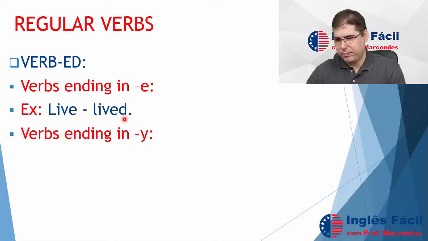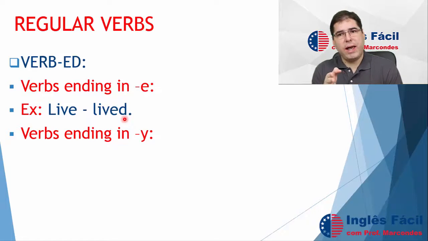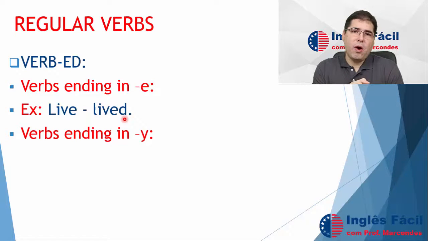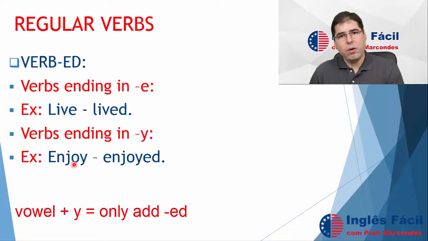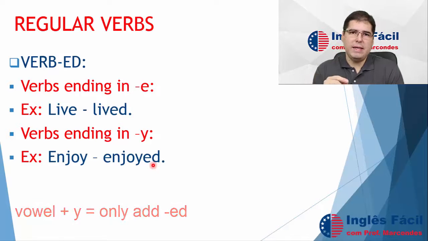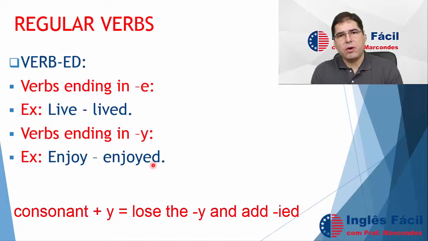Okay, very simple. Now, verbs ending in y, we have to pay attention to the letter that comes before the y. If the letter is a vowel, for example, enjoy, so we have vowel plus y. In this case, there are no rules. We are only going to add ed in the end. This is actually not an exception. This is the rule, okay? We only add ed.